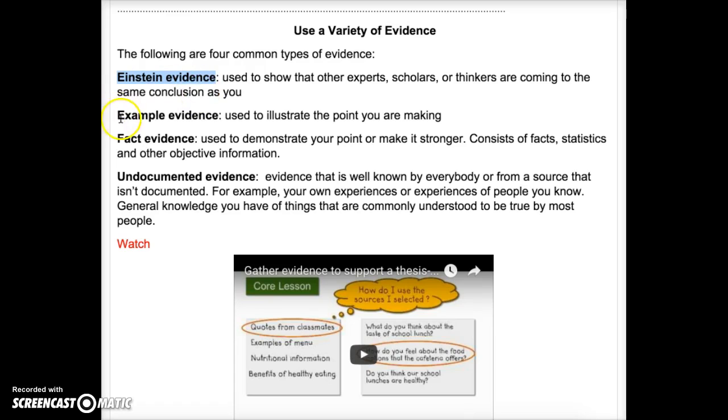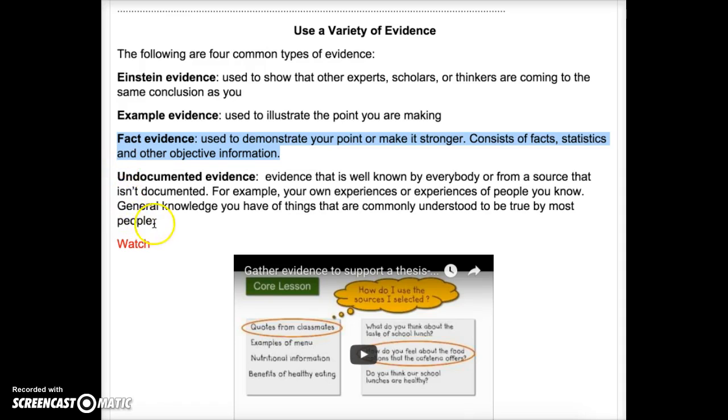You can also use example evidence. Examples are, well, you can find any examples that will illustrate the point you are making from different sources. You can also use fact evidence, and fact evidence is very, very strong. So facts, statistics, and other objective information, using facts will really help substantiate your claim.